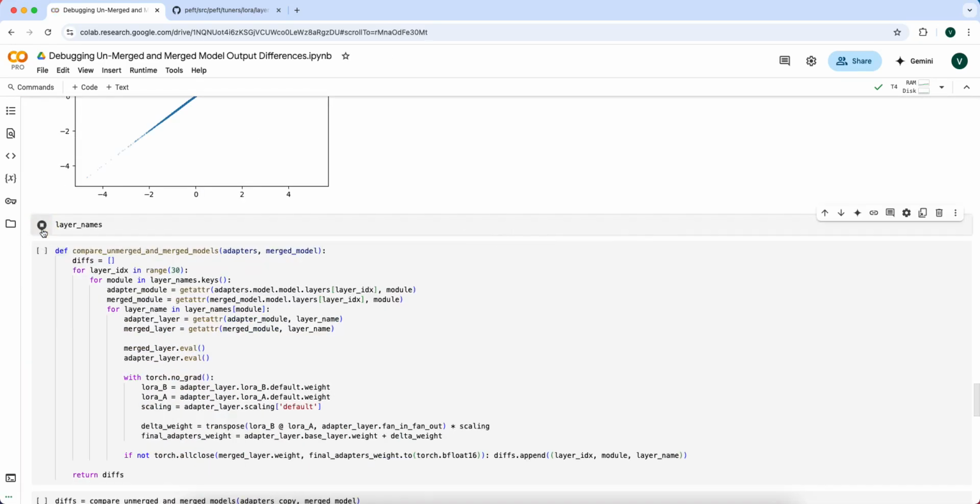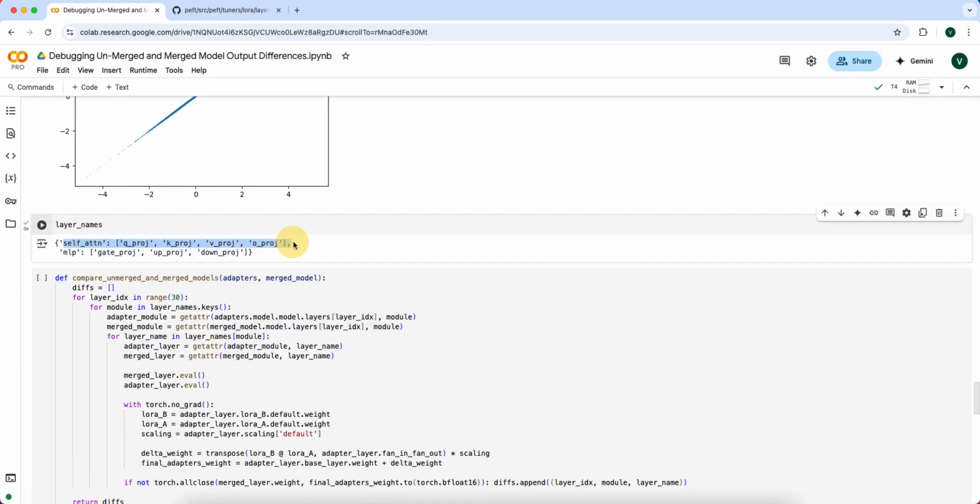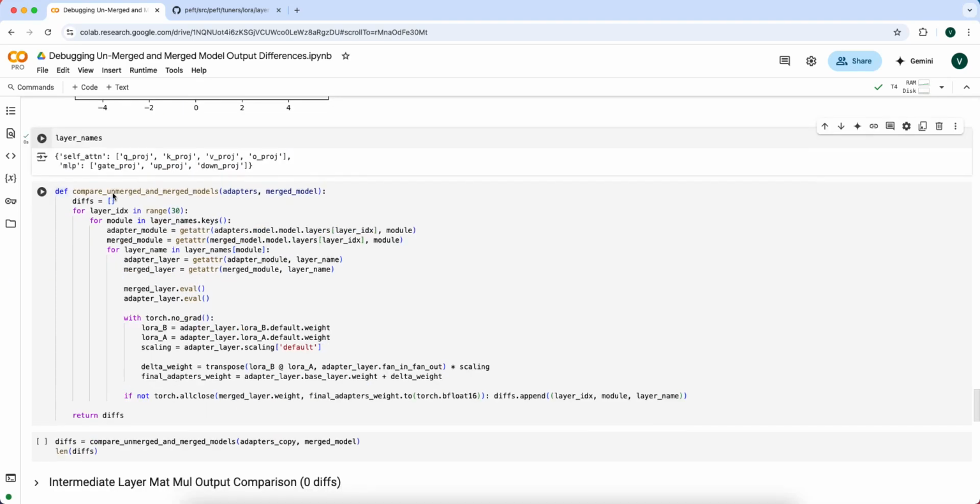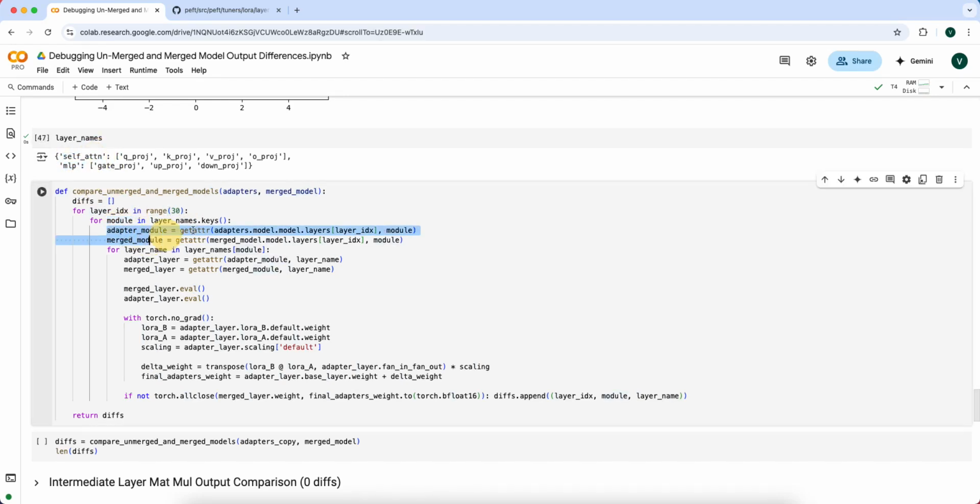And I have this layer names dictionary where I have all the self-attention modules that have LoRA adapters and all the MLP modules. And I'm basically iterating through all 30 layers. I'm looking at each of these two modules. I'm grabbing the module from the adapters and the merged model.